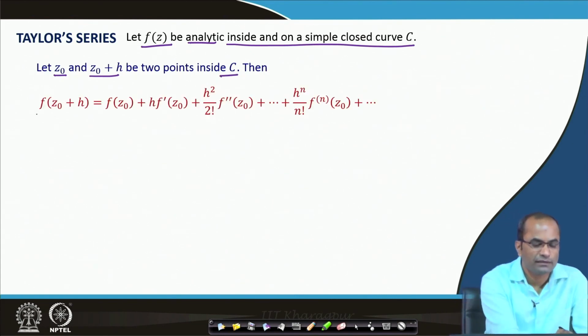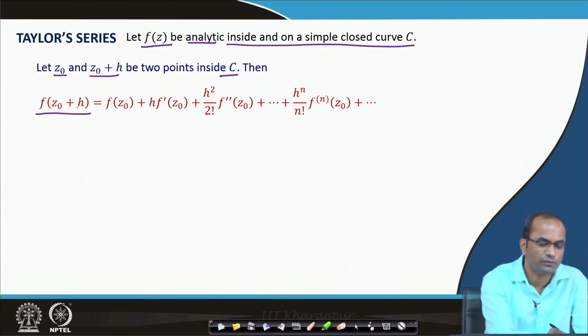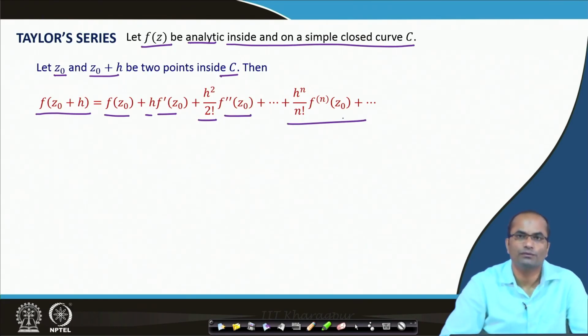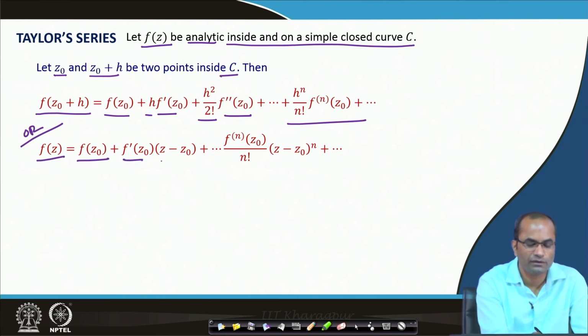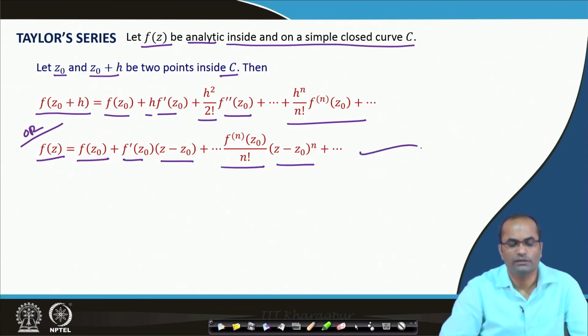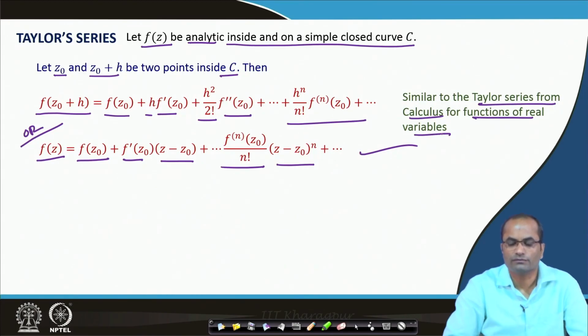Then we have this expansion: the value of f at z0 plus h, which could be a complex number of course, can be written as f(z0) plus h times the first derivative of f, plus h squared by 2 times the second derivative, and so on. So, this is the Taylor series which we know from real analysis as well, or we can write it in this form: f(z) equals f(z0) plus f'(z0)(z minus z0), and so on, up to the nth derivative times (z minus z0) to the power n, and we can continue with this expansion. This is similar to the Taylor series from the calculus which we have studied already in Engineering Mathematics 1 for functions of real variables.